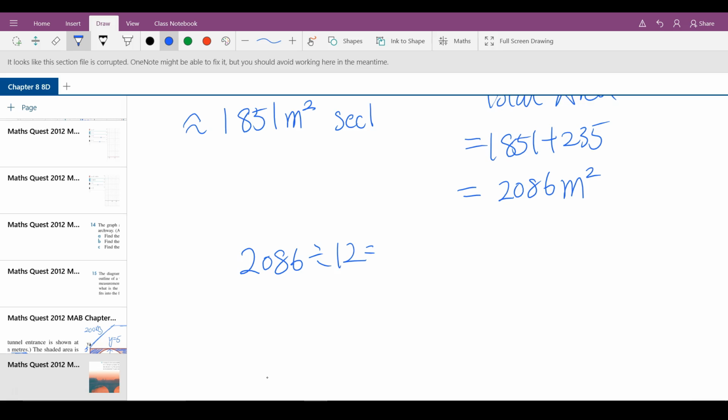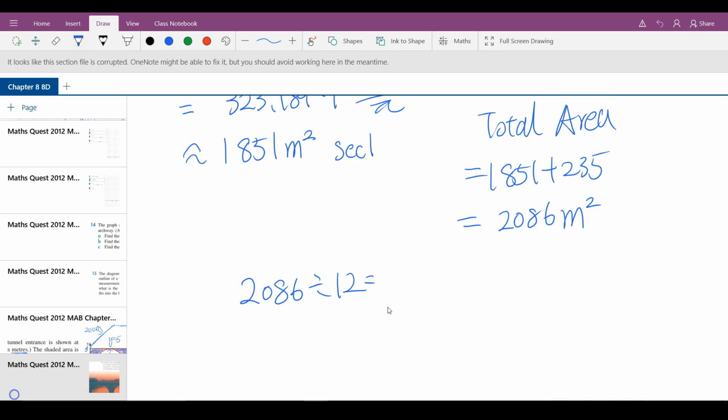173 point something. Well, let's round it up. Oh no, we can't round up. We can't have. If it's not enough, then it's not enough. You can't round it up. So it's 173 trees we got. All right. So that's the final answer.